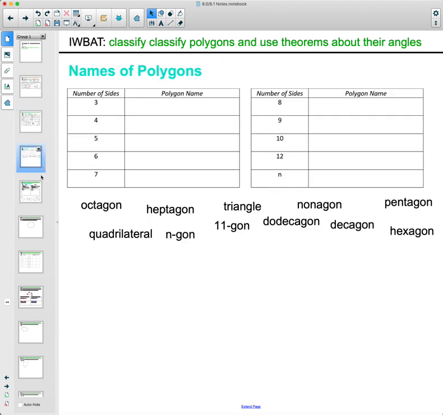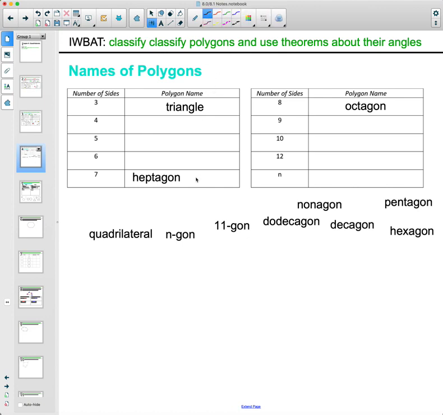Then we can label the polygons by their number of sides, and you've probably heard many of these before. If the number of sides is 3, it is considered a triangle. Octagon is 8. Heptagon is 7, and actually heptagon has 2 names. You might also hear it called a septagon.